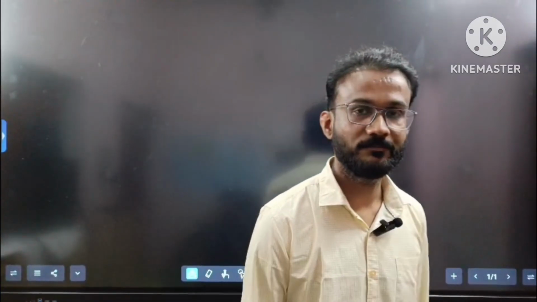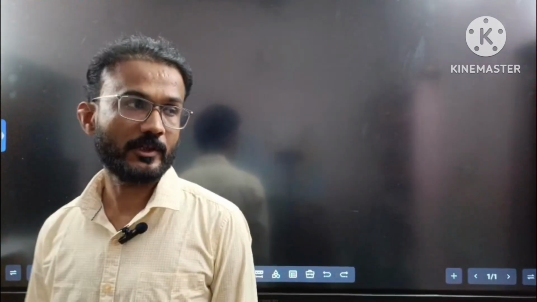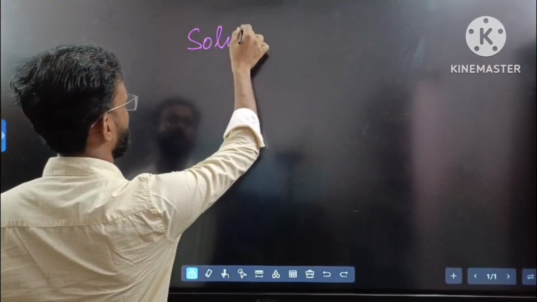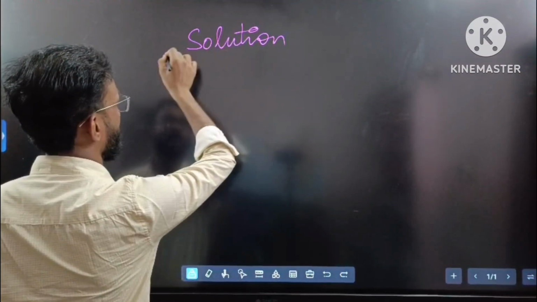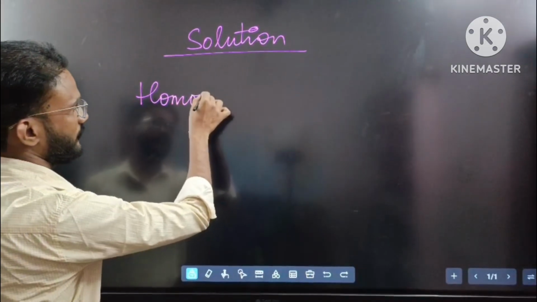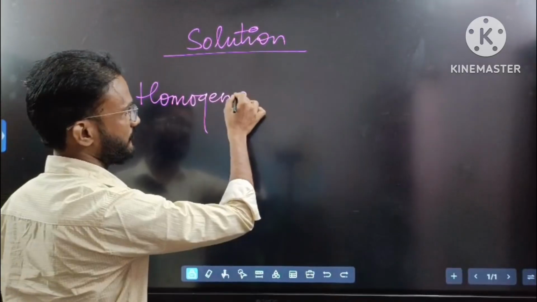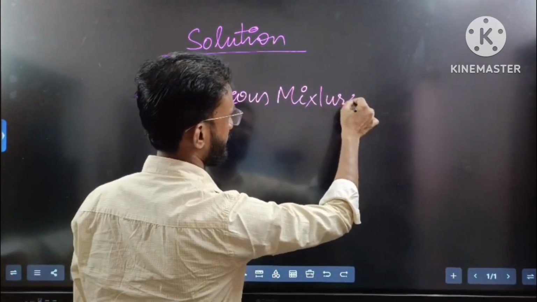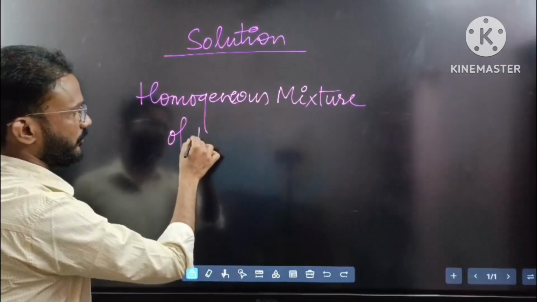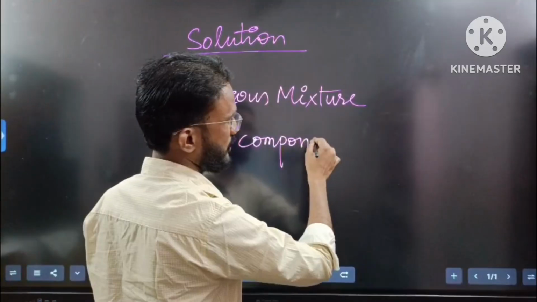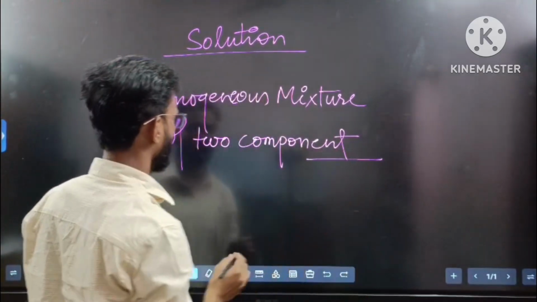So, hello everyone. Today we are going to study the first chapter of physical chemistry, that is solution. So, what is solution? Solution is the homogeneous mixture of two components.